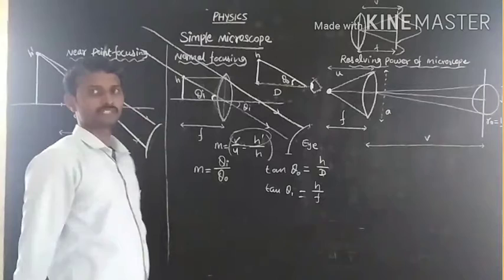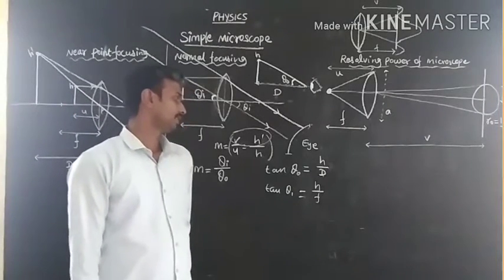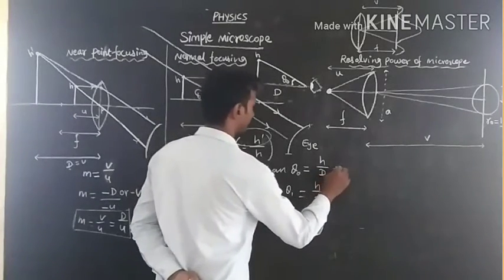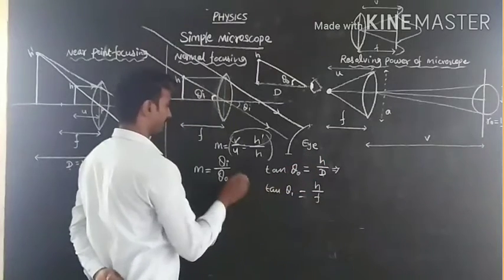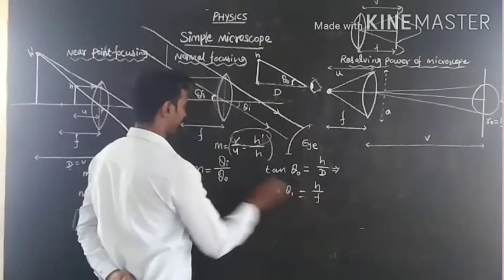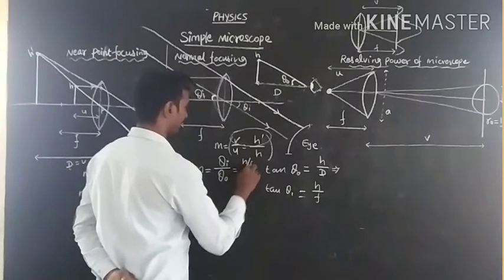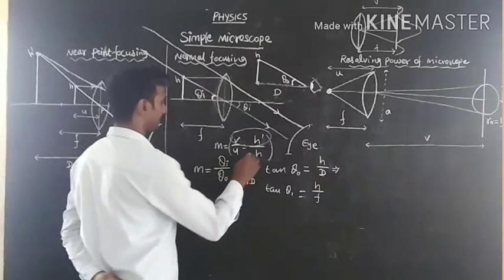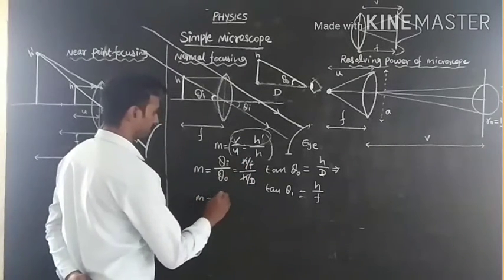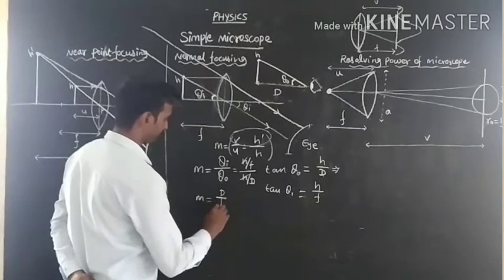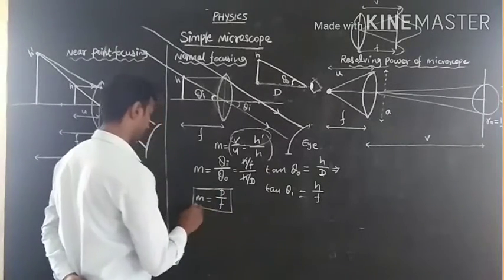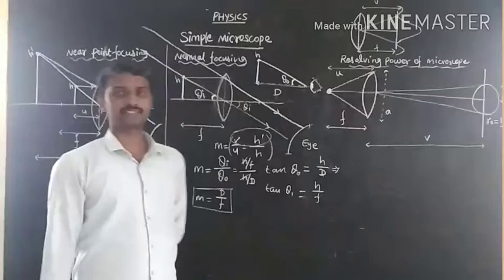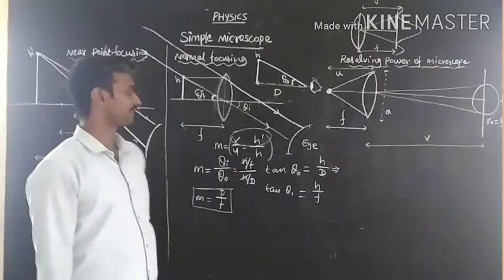You know very well that for the smallest angle, tan theta is also approximately equal to theta. From this equation, theta 0 is equal to h by d, and theta I is equal to h by f. So it is equal to h divided by f and object h divided by d. So h gets cancelled. We get the magnification m equal to d by f. That's all about near point focusing magnification and then normal focusing magnification.